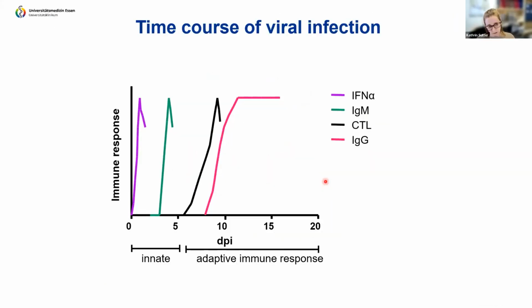So let's say this is a very basic cartoon of a time course of a viral infection. What comes first? What comes then? First, very, very early, we have the interferon response. This is the innate response, which is then followed by antibodies, IgM. Then after a few days, the cytotoxic CD8 T cells come. And later on, we have very specific antibodies, IgG. Especially the CD8 T cells and the IgG antibodies belong more to the adaptive immune response.